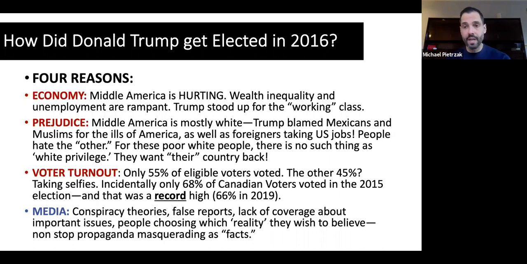By the way, Canada is not doing too much better. In our last election, 2019, it was 66%, and 68% was the high in 2015. So still a lot of people not voting, mostly not because they don't think it matters, but mostly because they're maybe disengaged. They're too busy with other important things, right?